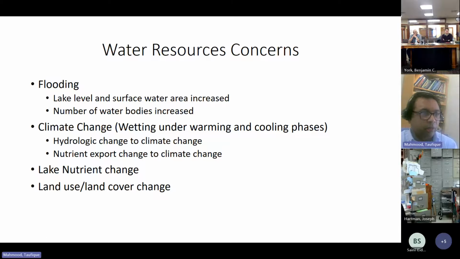Some of the water resources issues of concern in the Devils Lake Basin: flooding is one. I think it cost almost over $1 billion of taxpayer money for flood mitigation and other issues in the Devils Lake region. Basically, wetting under warming and cooling phases is responsible for this huge amount of water influx in this terminal lake basin. It caused hydrologic changes, and it caused more nutrients to be exported into the lake.